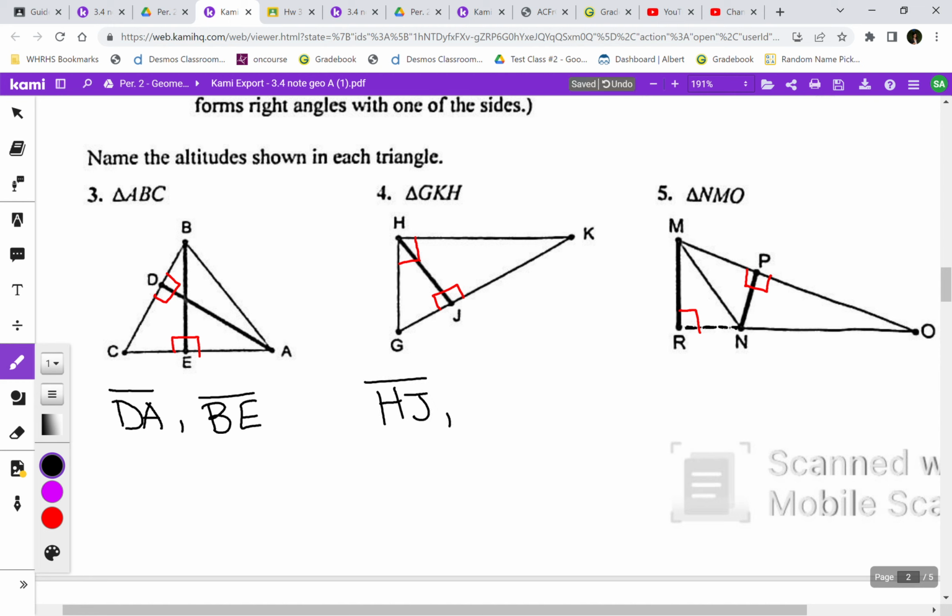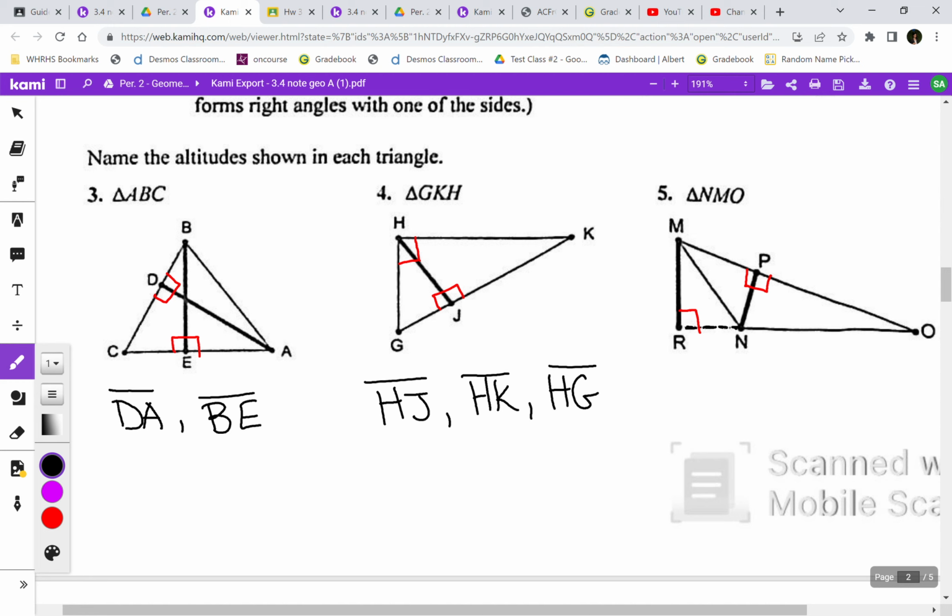There are actually 2 more altitudes in number 4. Jerry? HK, perfect. One more altitude. Kyle? HG. Why are these altitudes? Isn't G a vertex? Isn't it going to the other side and making a right angle? That's an altitude. Isn't K a vertex? Isn't it going to the other side and making a right angle? That's an altitude. So an altitude can actually be sides of the triangle.